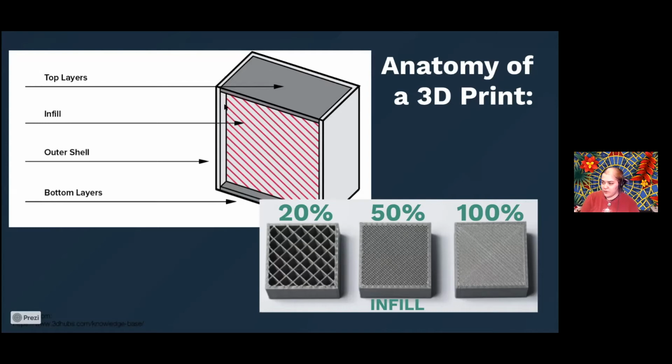That's one key thing: how long do you want to wait for your print? How long do you want to run your printer? How much material do you want to use? Sure, you could print it at 100%, but it's going to take a long time. So you're trying to find that balance of what you really need it for. And all these settings can be changed in the slicing program.